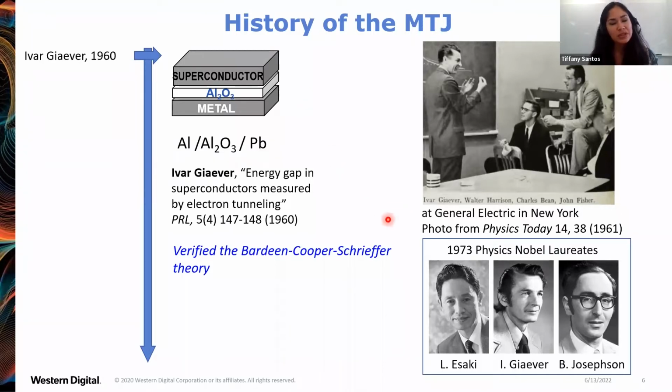With this tunnel junction, he showed the energy gap in the superconductor measured by electron tunneling from the aluminum metal. So this was a remarkable verification of the BCS theory, and for this he was awarded the Nobel Prize in Physics in 1973.